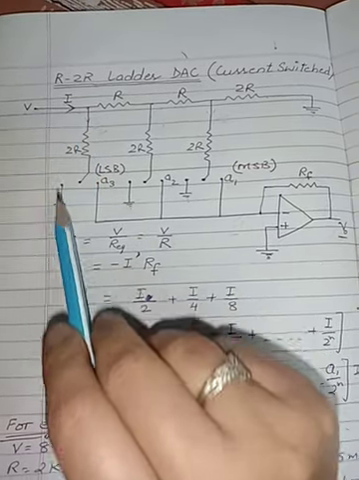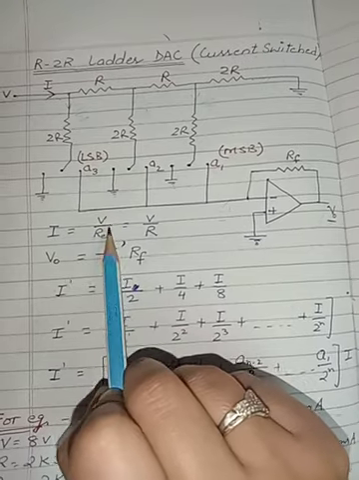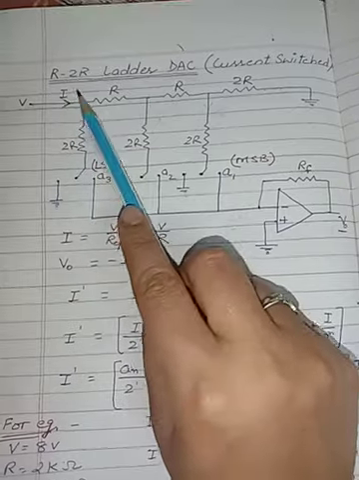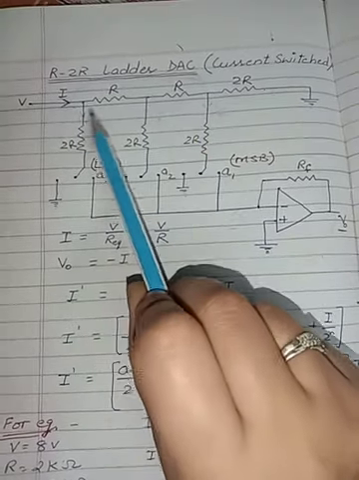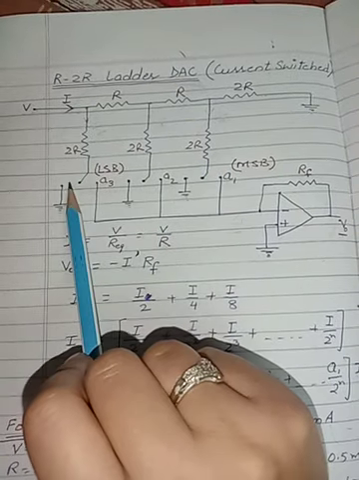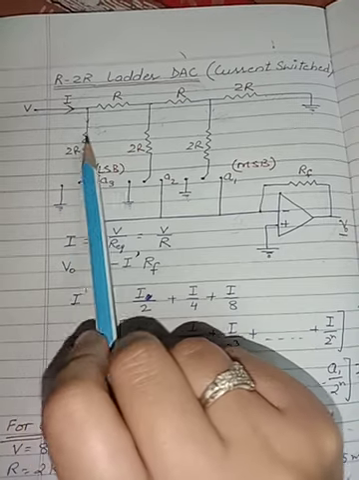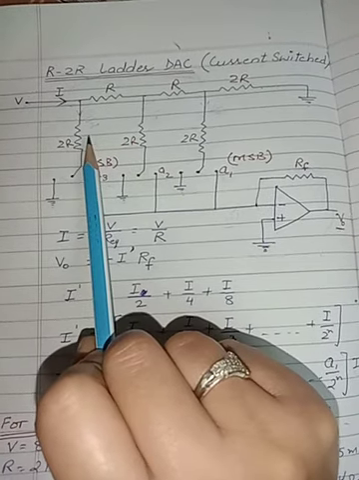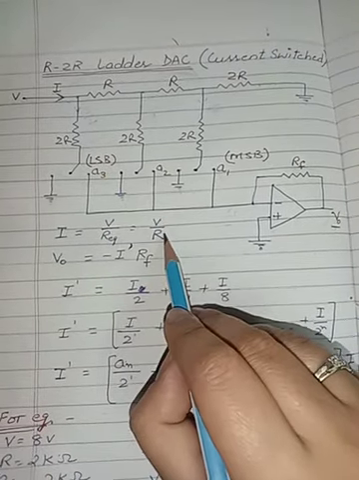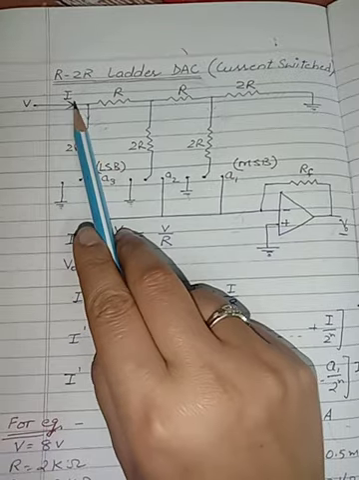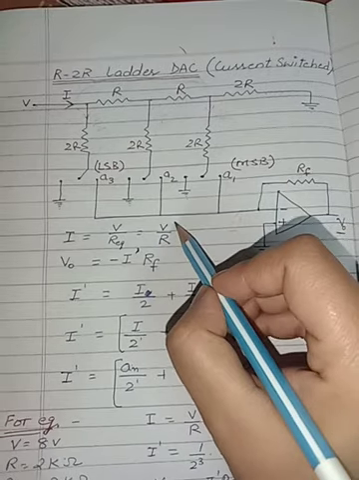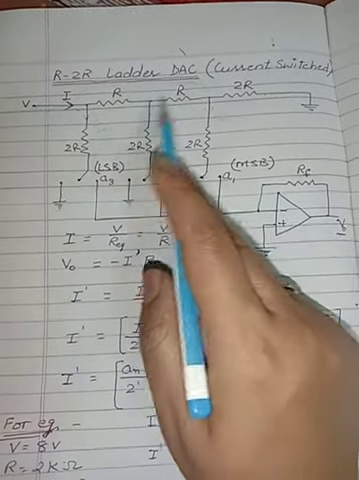That current I will be equal to the voltage over the equivalent resistance. By the equivalent resistance we mean the total effective resistance of this part of the circuit. When we find the total resistance with the help of series and parallel combinations of the resistances, we will find that this total equivalent resistance is equal to R only. So the current I entering the circuit will be equal to the voltage provided over here divided by R, that is the equivalent resistance.